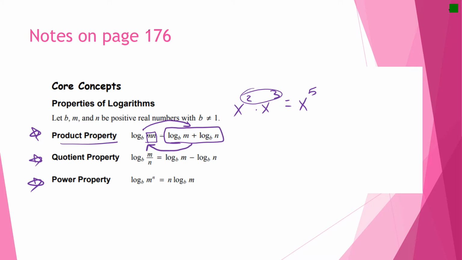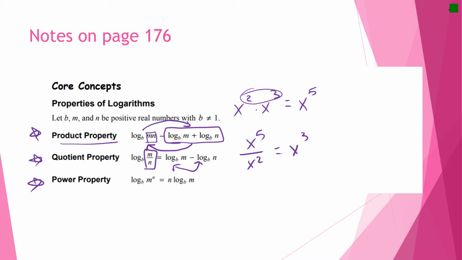The product we just saw, the quotient is very similar. So if I had x to the fifth over x squared, the rule is that we subtract exponents. And as you can see here, that's no different. When we divide in logs, we just write that as a subtraction problem.